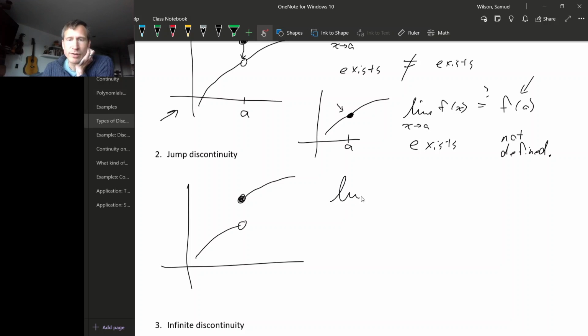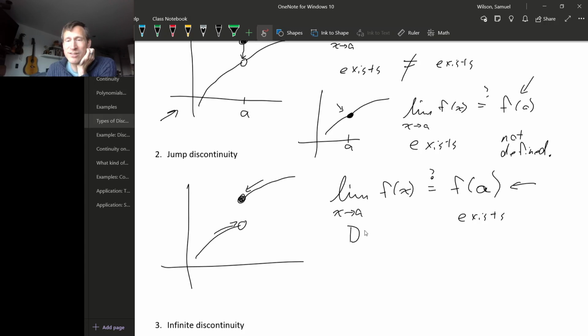So if we're testing the definition of continuity at a jump discontinuity, what is it that fails about the definition of continuity? Well, the function itself is defined at a, so this exists. But the limit at a, right, there's a one-sided limit from the left, there's a one-sided limit from the right, so the two-sided limit does not exist.